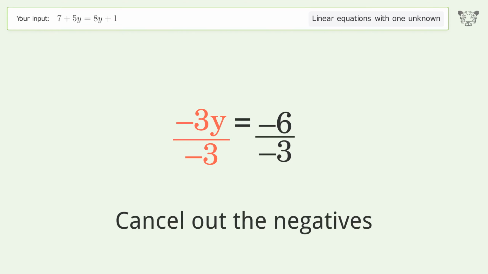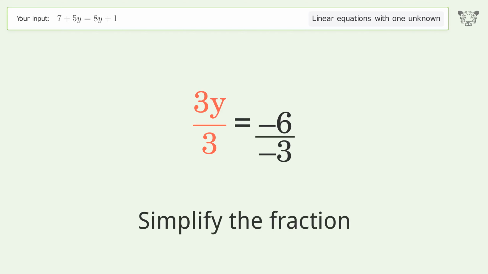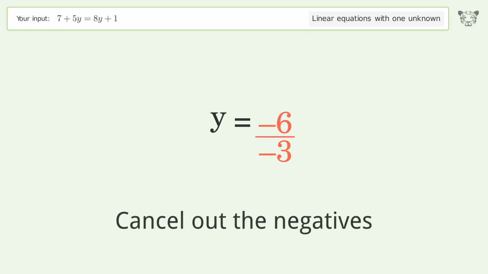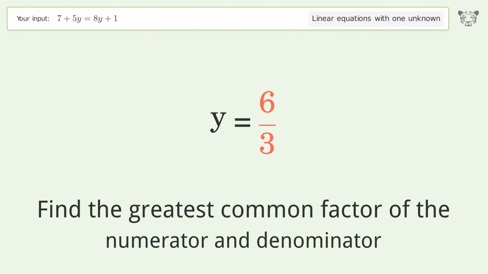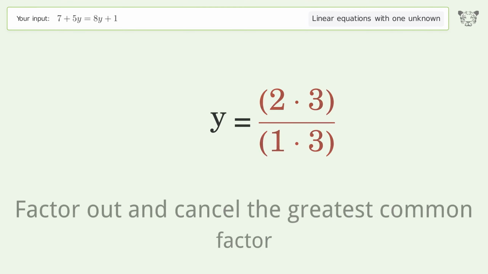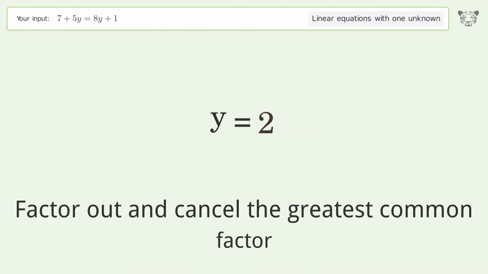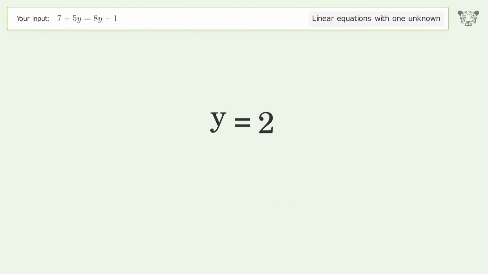Cancel out the negatives. Simplify the fraction. Cancel out the negatives. Find the greatest common factor of the numerator and denominator. Factor out and cancel the greatest common factor. And so the final result is y equals 2.